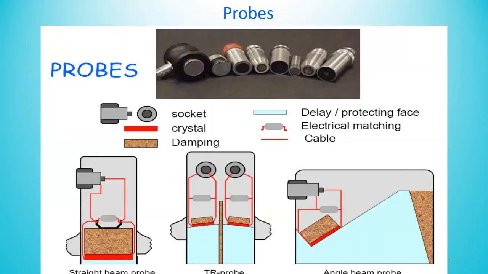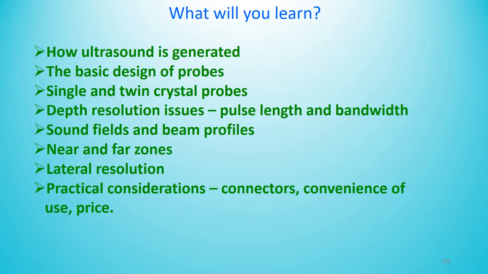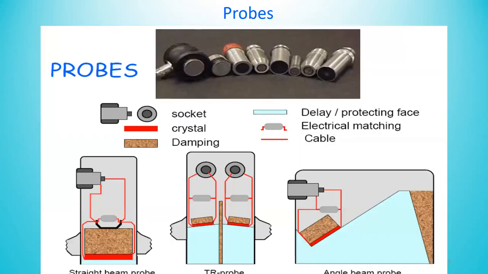So we have probes. So you have the socket, crystal, and damping, delay, protecting face, and electrical matching cable. Now these are normal probes: single crystal, double crystal, twin probes. And then these are angle probes.